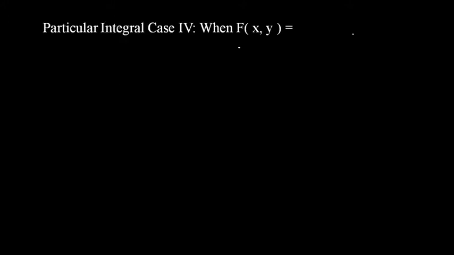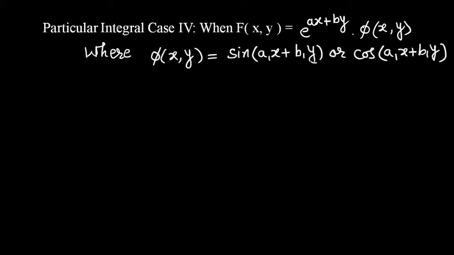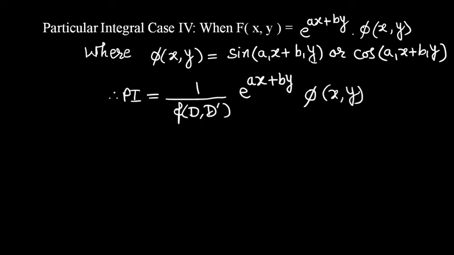Case number 4. When the right hand side of the given equation is e to the power ax plus by into phi of xy, that means the product of two functions of x and y. Out of this, one is an exponential term, where phi of xy is equal to sine a1x plus b1y or cos a1x plus b1y. That means sine and cos are the functions of x and y. Then we apply case number 4.